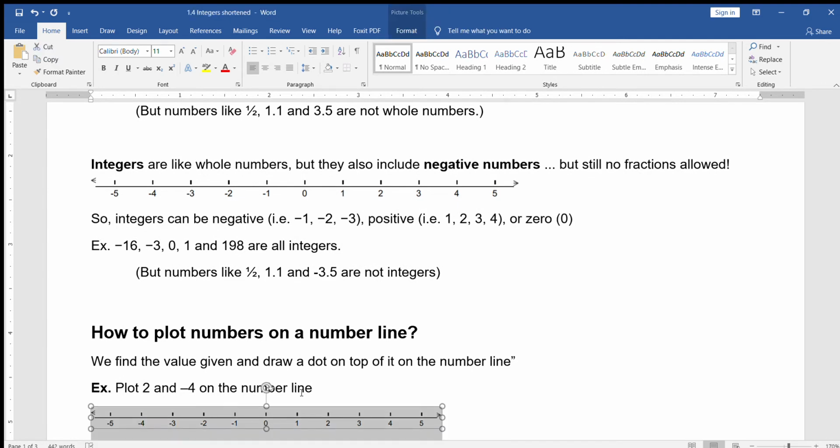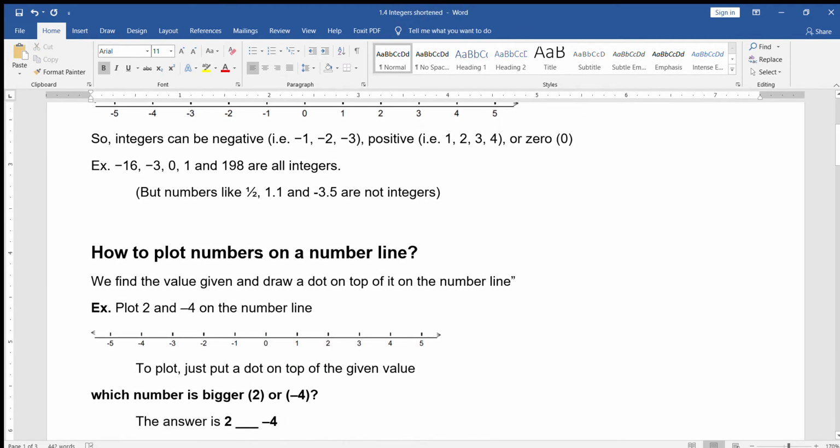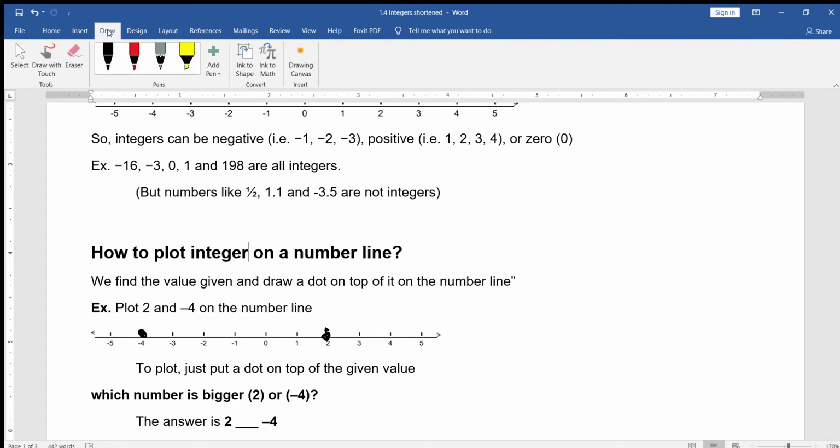So how do we plot integers on a number line? We're simply going to find the given value and then draw a dot on the number line. So here we have plot 2 and -4 on the number line. First of all, let's find 2 on the number line. It's right here, so we're going to draw a dot on top of that number. And -4 should be all the way right here, and we draw a dot over there. So that's how you plot integers on a number line.